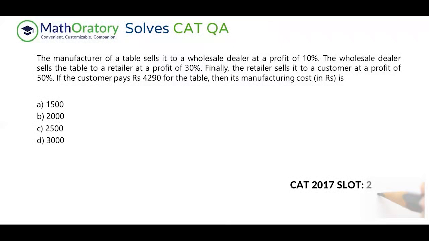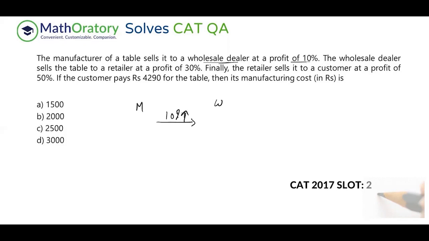Okay, so this is sort of a percentage question where there is a movement one after the other, successive percentage changes, if you want to call that. The manufacturer of the table sells it to a wholesaler at a profit of 10%. So let me just mark this out. So the manufacturer sells it to the wholesaler at a profit of 10%. So there's an increase in price of 10%.